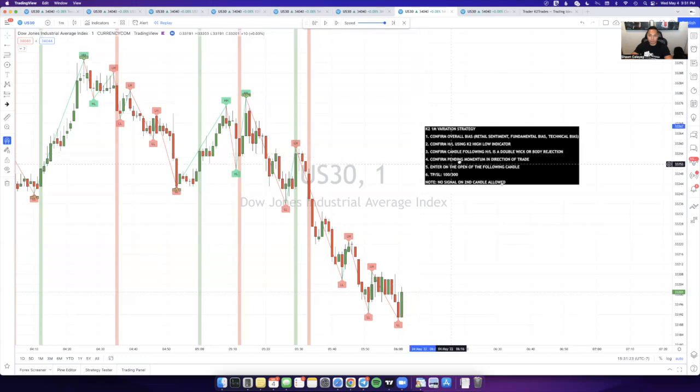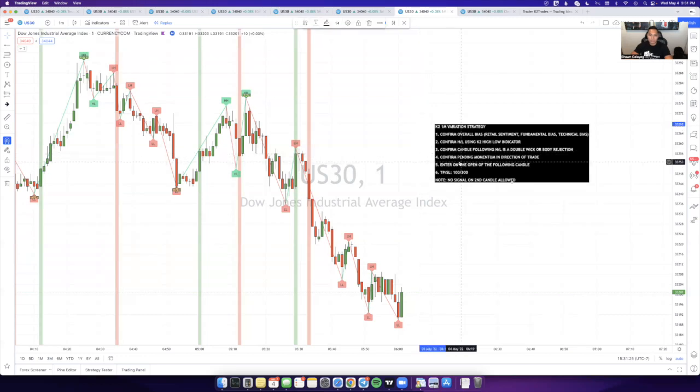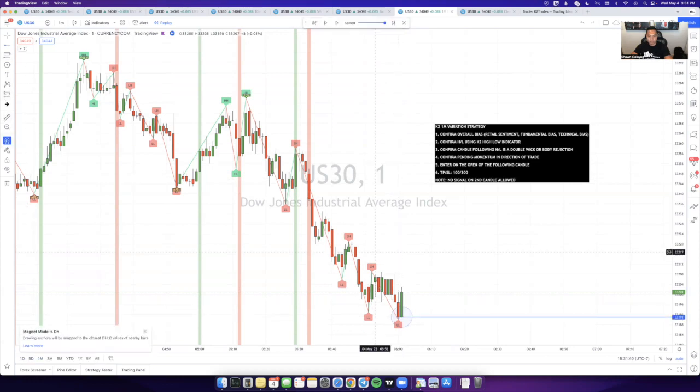And we're going to look for either a double body rejection or a double wick rejection. So with that said, we have the low right here, and you can see that this here is a double body rejection. One way to confirm that is to draw a line at the body. And you can see here that both bodies of each candle reject off the same point. So with that said, we have requirements 1, 2, and 3 met.